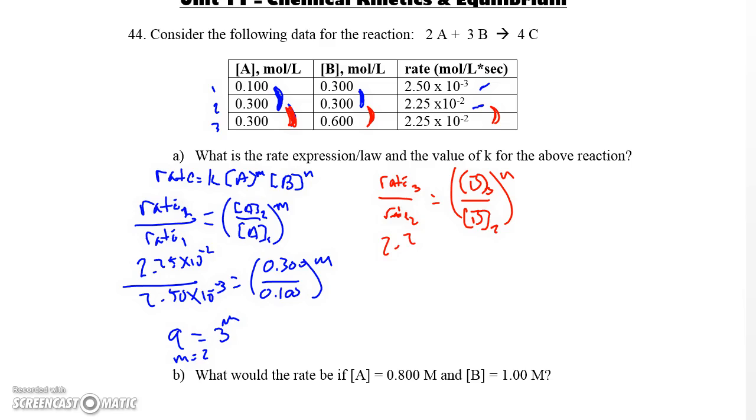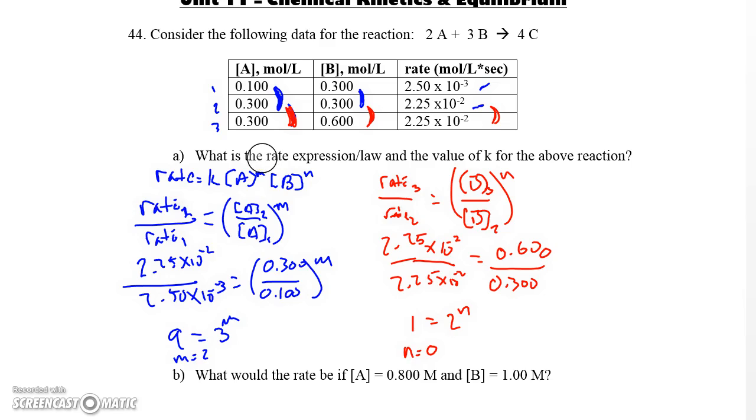So we're going to do 2.25 times 10 to the negative second over 2.25 times 10 to the negative second, and set that equal to 0.600 over 0.300. That's going to give us 1. This will give us 2. 2 raised to what will give you 1? Well, anything raised to the 0 power will give you 1. So n is equal to 0. So now I've got my values for m and n.